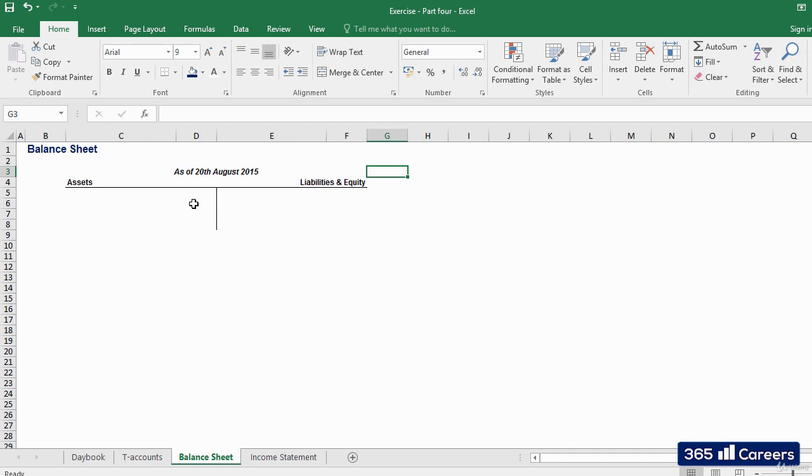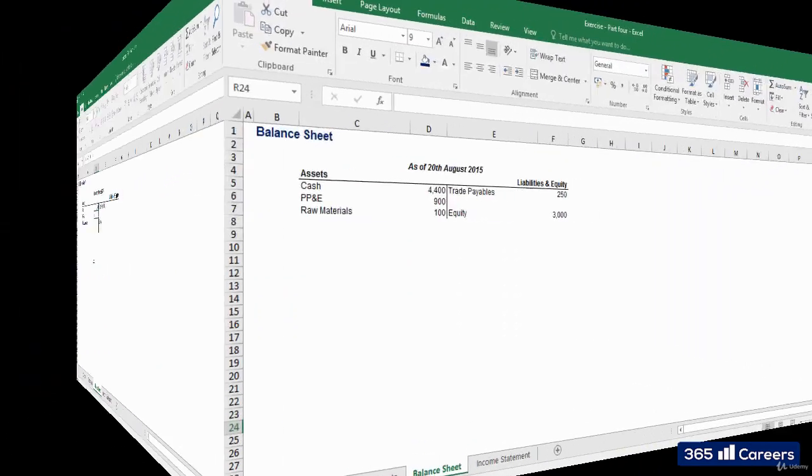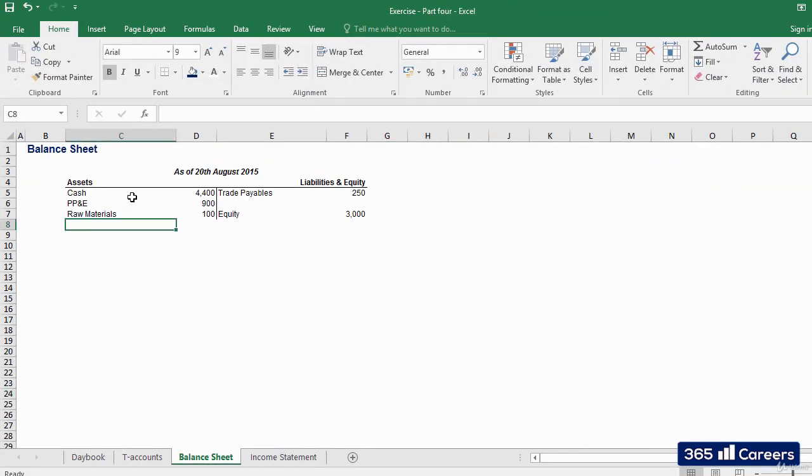Now we have to organize the names of the accounts within our balance sheet. Let's type the names of the three asset accounts. We have cash, PP&E, and raw materials. On the right side, we have only two items: trade payables and equity. Now we need the balance of each of these accounts. We can transfer it from the other sheet through the equal sign. That helps us create links in Excel. Okay, here we go. Here are all of our balance sheet accounts.